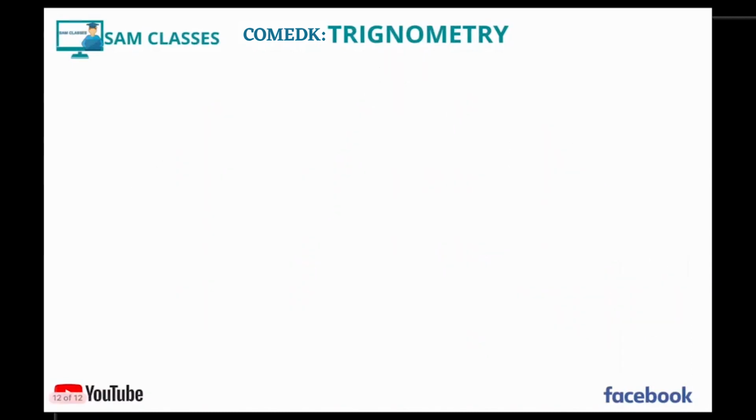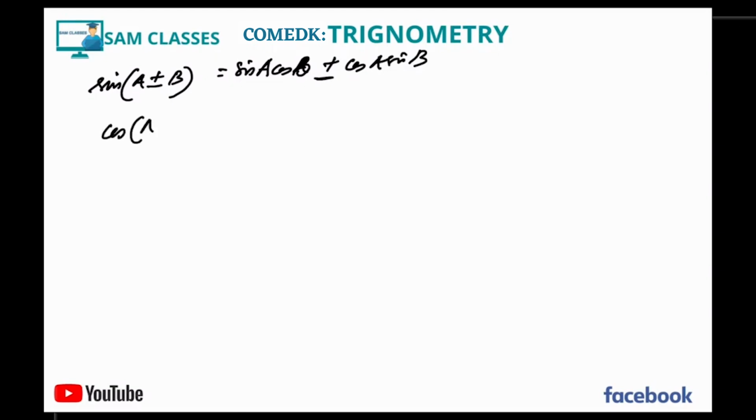Now what are the formulas that we need to know? All important formulas from the exemplar and NCERT part are important. So we need to know all the formulas. Let's see all the formulas. So first thing is the sum or difference formula. Sine of a plus minus b is equal to sine a cos b plus cos a sin b. Now if a minus is there, then sin a cos b minus cos a sin b. Now what about cos of a plus b?